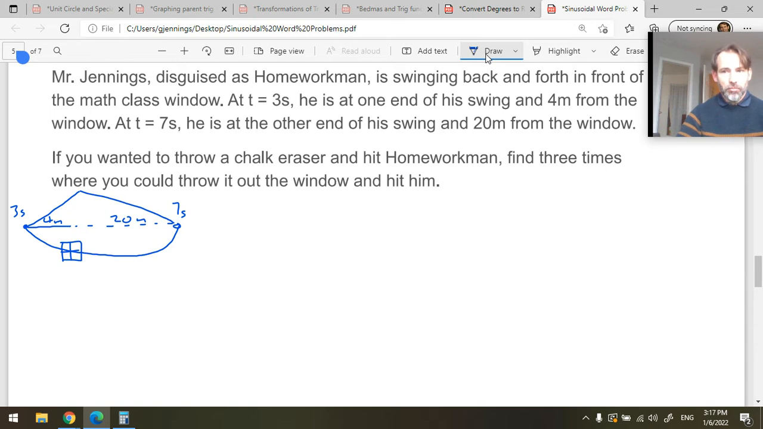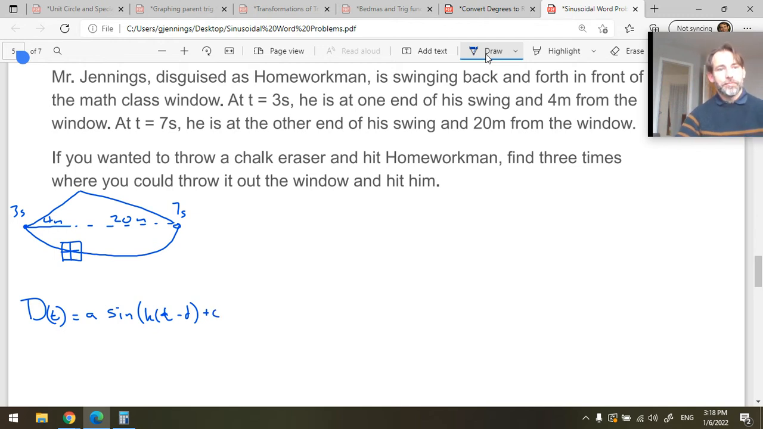And let's see if we can model this. So we're going to have some distance from the window, and it's a function of time. And you want to know when that's 0, because when the distance from the window is 0, I'm right at the window, and you can peg me with the chalk eraser. So let's go for it. We know that d of t is going to be some a times sine of some k times, oh, this is t, not x, because we're talking time, minus some horizontal displacement, some phase shift. So who knows even where I start yet? It's actually pretty challenging, this problem. Then plus c.